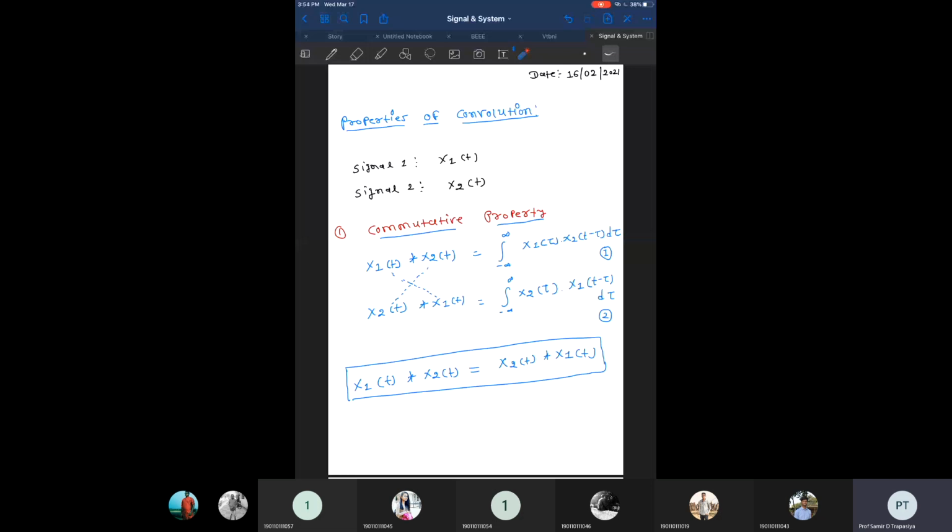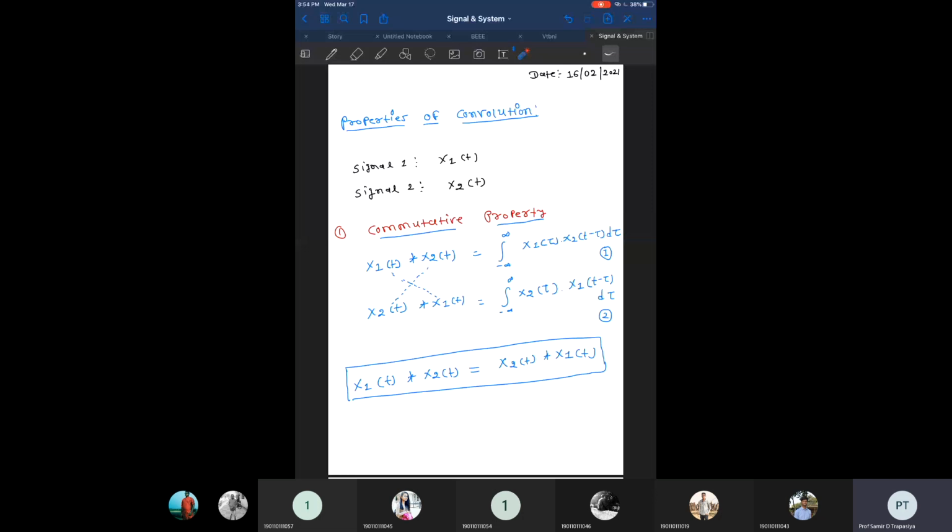In case of a continuous time signal, we have an infinite number of samples. Whatever addition is in discrete time is converted to integration in a continuous time signal. All other things remain the same. So here we can say this is the integral of x2(tau) into x1(t minus tau) d tau. If we prove this, we can obtain the same answer.